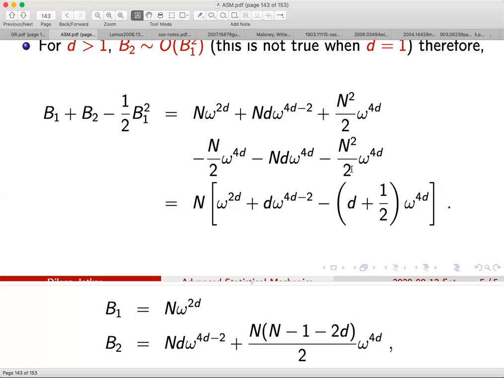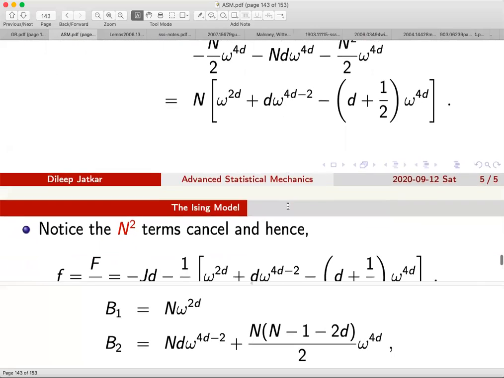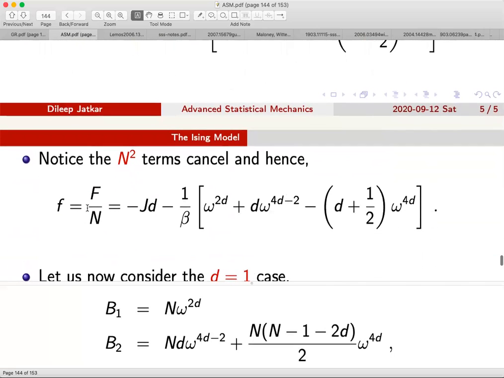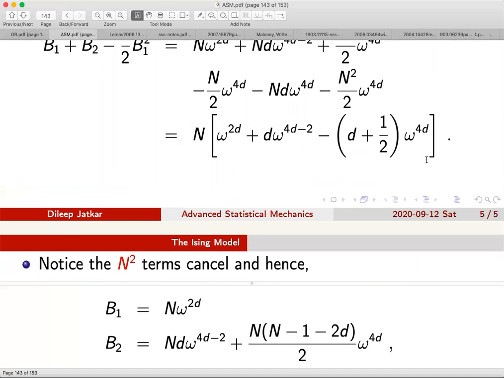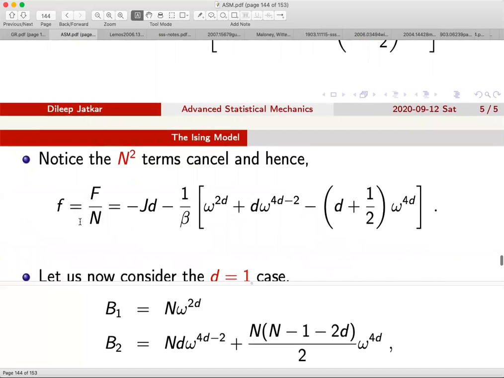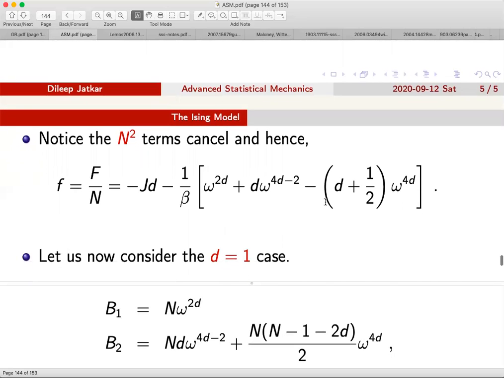So now you notice that if you look at this expression, n squared by 2 omega to the 4d cancels. Okay, and as a result, this expression is actually linear in n, times some quantity. Fine. So what we can do is we can take this and put it back into the free energy expression, and you find that not only the leading term is linear in n, but this term is also linear in n. Okay, and as a result, you can show that the free energy per site is finite. Okay, it is not an independent quantity. Fine, and the formula is like this.